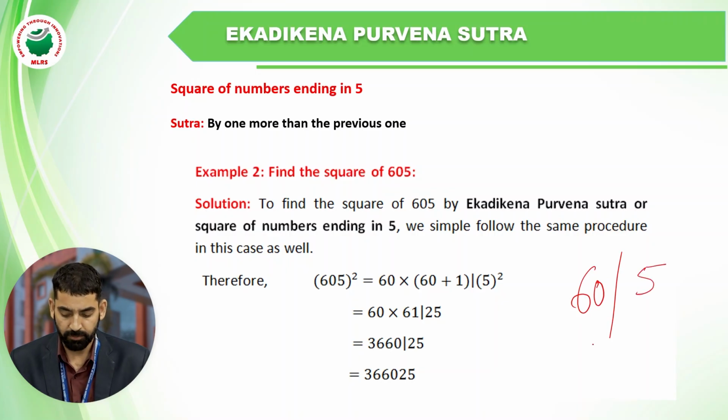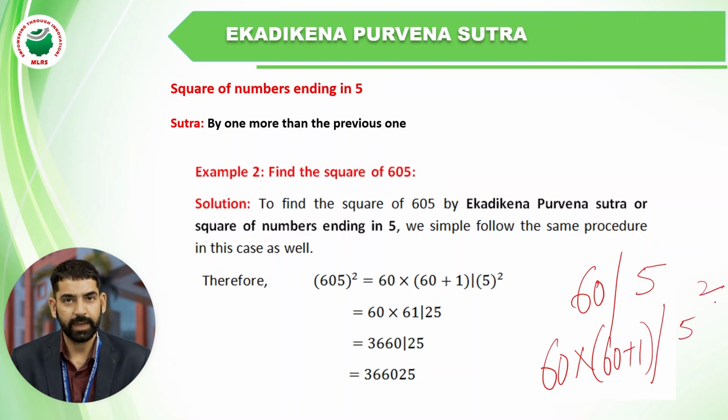Now, as per the formula, as per Ikadikena Purvena Sutra, 60 is to be multiplied by the number immediately following it, that is 60 plus 1, and then we have a separator, and then we use the square of the second number. Students should not get confused by this Ikadikena Purvena Sutra. The simple sutra is, if you have to find the square of any number ending with 5, you just take the given number.